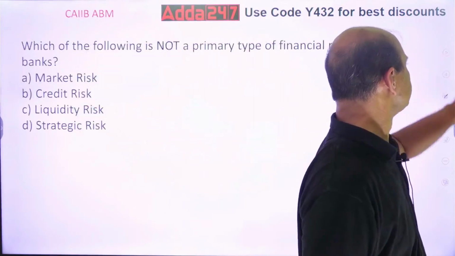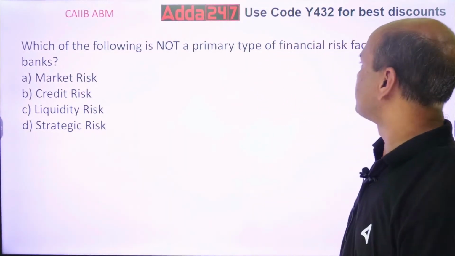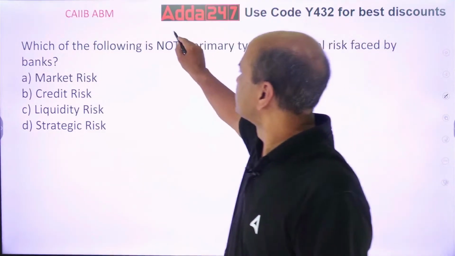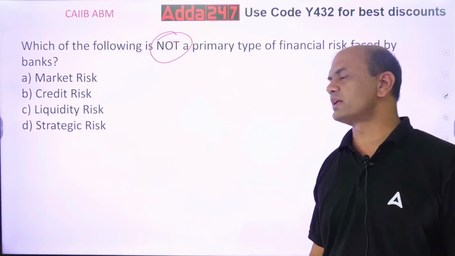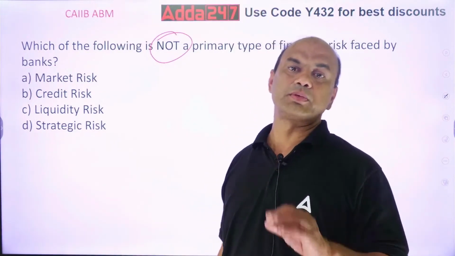Next. Which of the following is not a primary type of financial risk faced by the banks? Market risk, credit risk, liquidity risk, strategy risk. It should not be a financial risk.